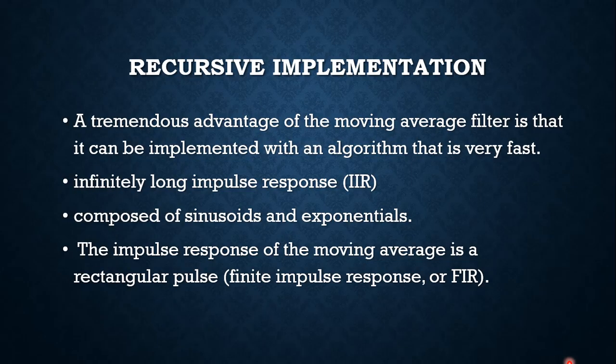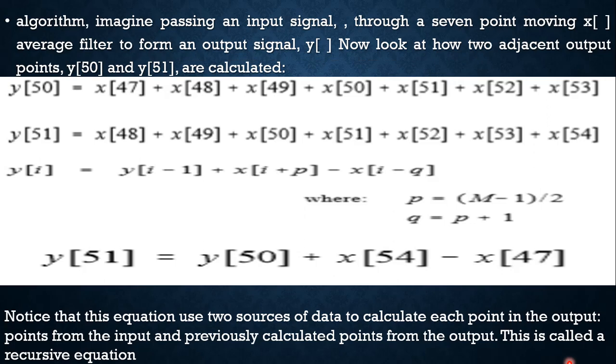Recursive implementation. A tremendous advantage of moving average filter is that it can be implemented with a recursive algorithm that is very fast. It has a long impulse response, composed of sinusoids and exponentials. The impulse response of the moving average is a rectangular pulse, that is a finite impulse response, or FIR filter.